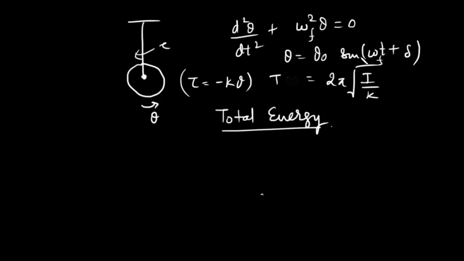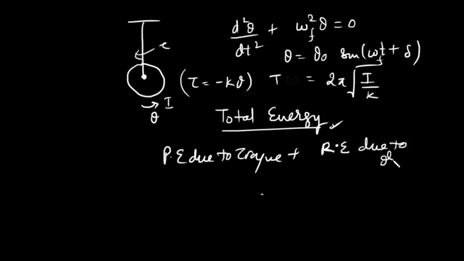This is theta naught sine omega f t plus whatever it is, and this is the torque and this is the time period. Now I want to find out the total energy. Now how do I do it? First of all, total energy will consist of two things. If the torque is produced in the negative direction, it will contribute to potential energy because it is resisting the motion of the object, whatever moment of inertia has been rotated. So this will consist of, first of all, potential energy due to torque, and kinetic energy, or we can say rotational energy due to the object. So this will be the total energy.